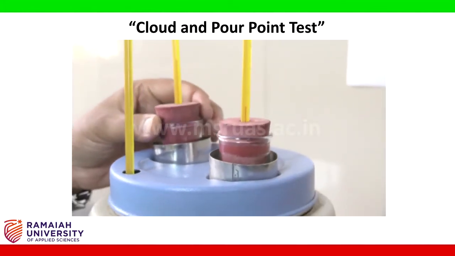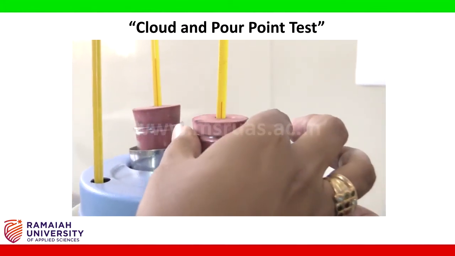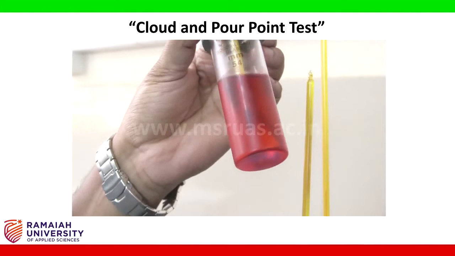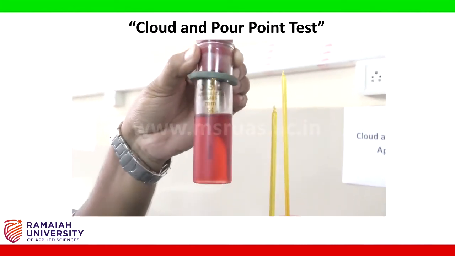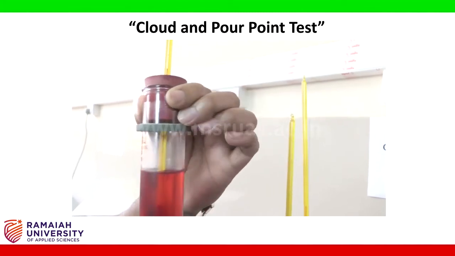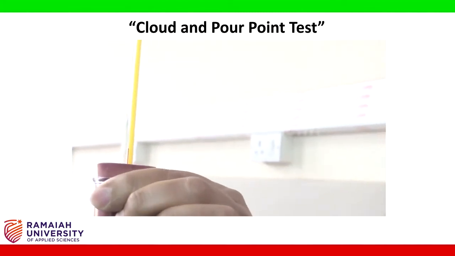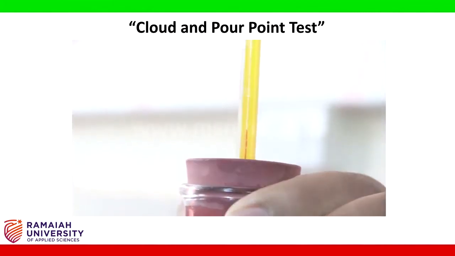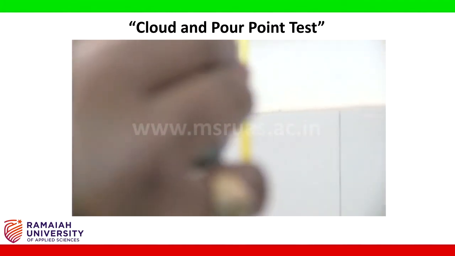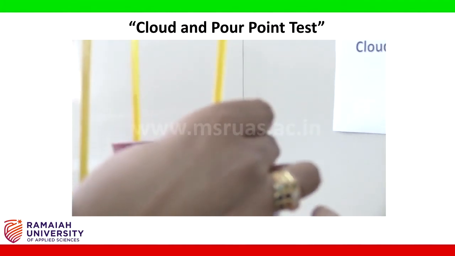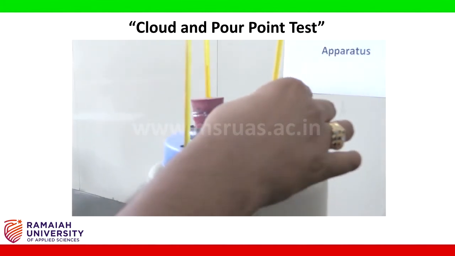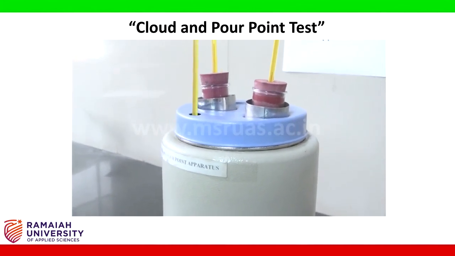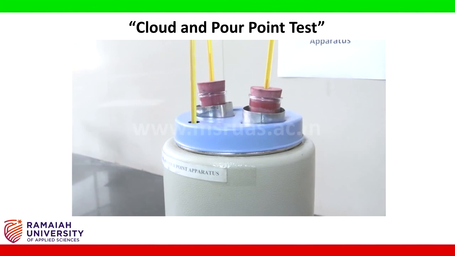And now we'll check for SAE engine oil, and you can observe there is no formation of cloud even yet. So, the temperature is around 14 degrees centigrade, and we haven't observed any cloud points or pour points for this particular sample, which is engine oil. And this is the end of the experiment.